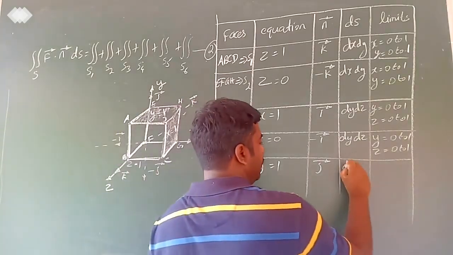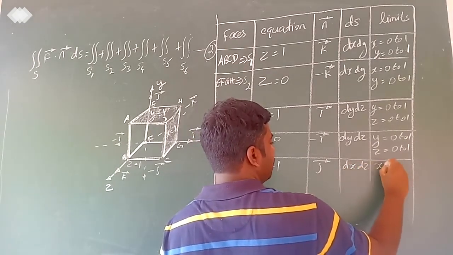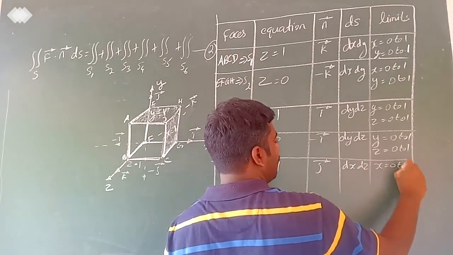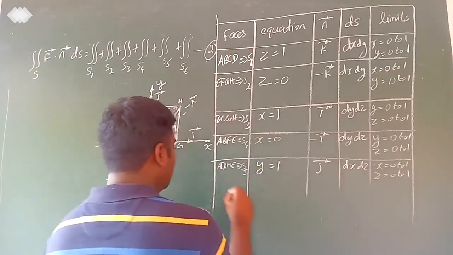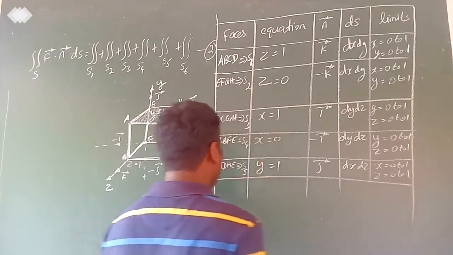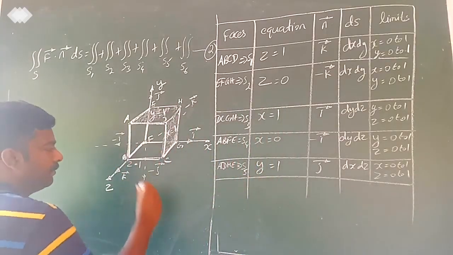Therefore dx dz. So here the limits are x equal to 0 to 1 and z equal to 0 to 1. And next one, bottom face, BCGF.